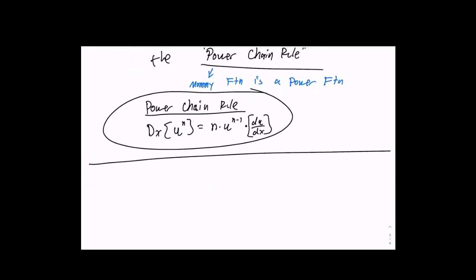Let's do another example. f of x is equal to the square root of x squared minus 5x. Find f prime of x.